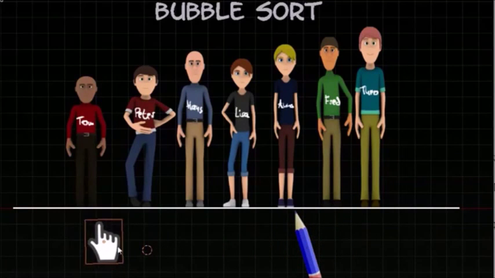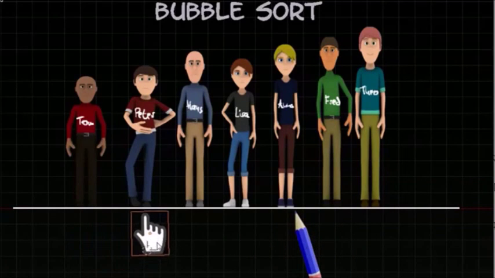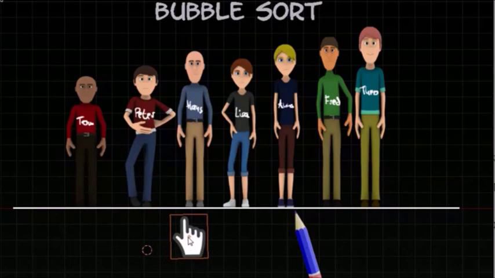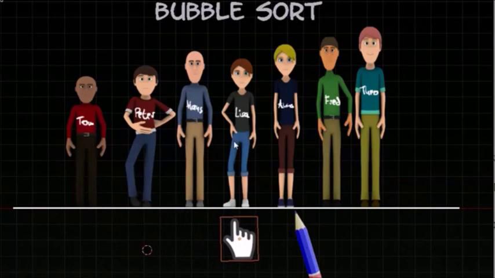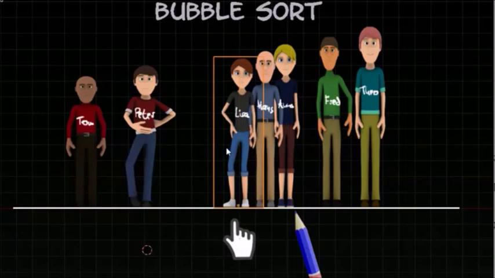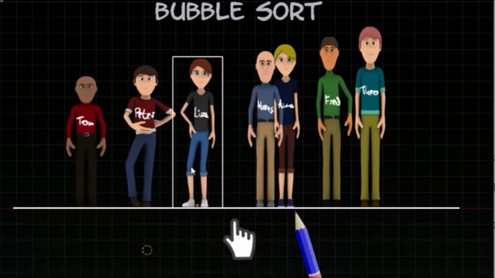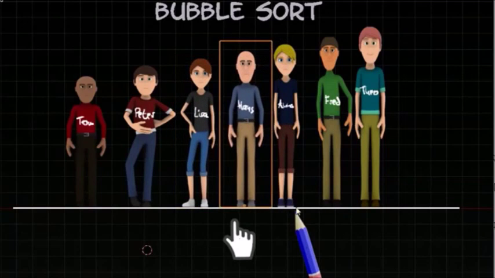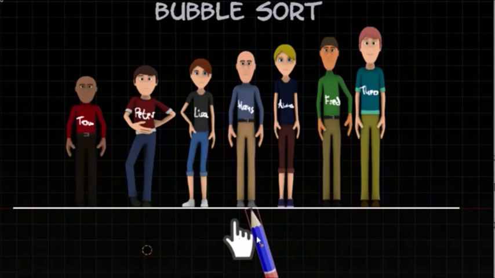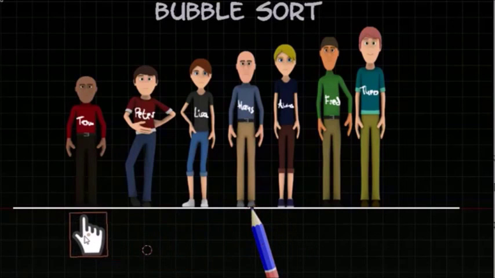Tom is compared to Peter. Peter is compared to Hans. Hans is compared to Lisa. And here we can see that Hans is taller than Lisa. And now we have returned to the pencil. So we can finish, and Hans is the fourth tallest person.